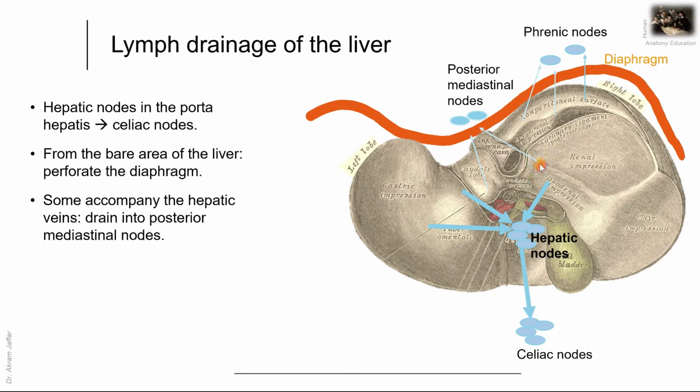In addition to that, some of the deep lymphatics from the liver pass along the hepatic veins that drain into the inferior vena cava. Then they pass along this vein through the diaphragm again, but they go to the posterior mediastinal nodes. So knowledge about this is important because sometimes direct metastasis can take place through the diaphragm to the mediastinal lymph nodes and the phrenic lymph nodes, and this is very important for the metastatic spread to the chest.